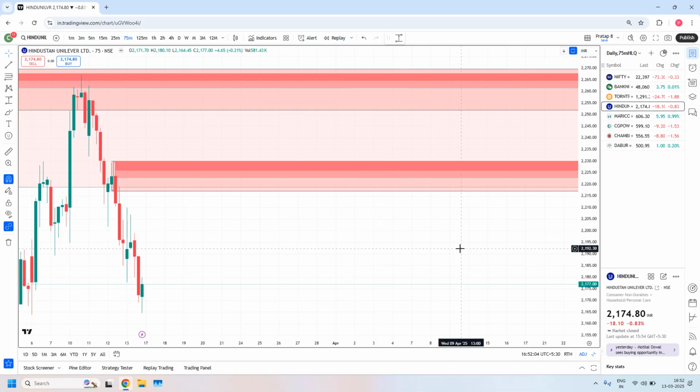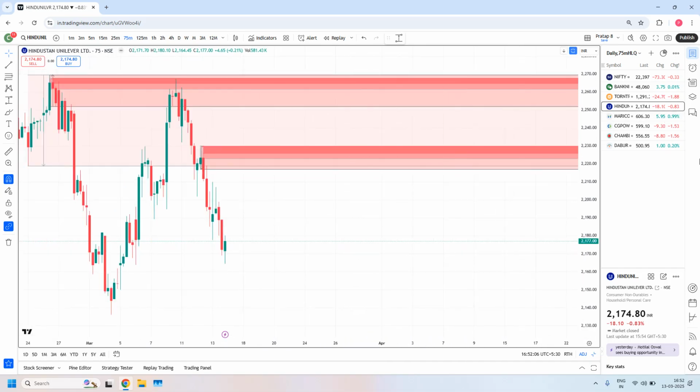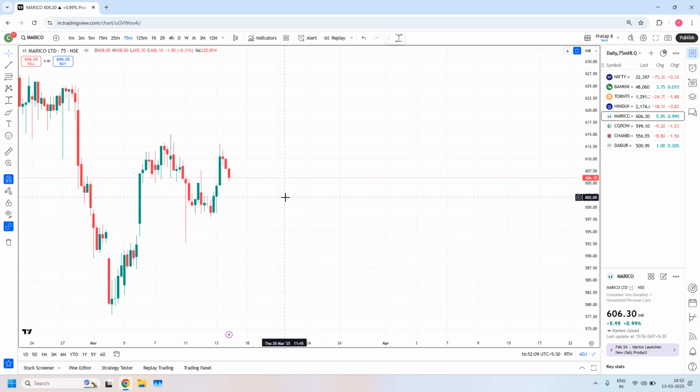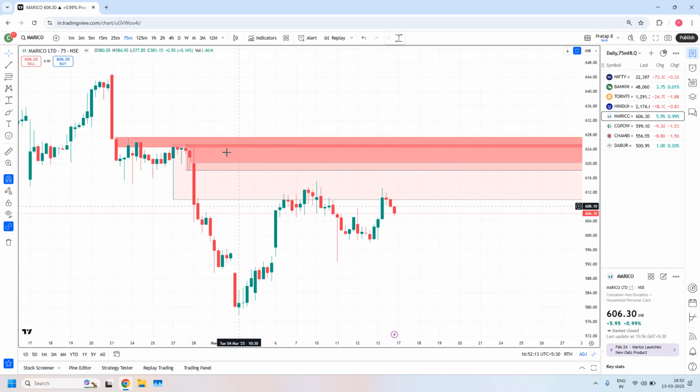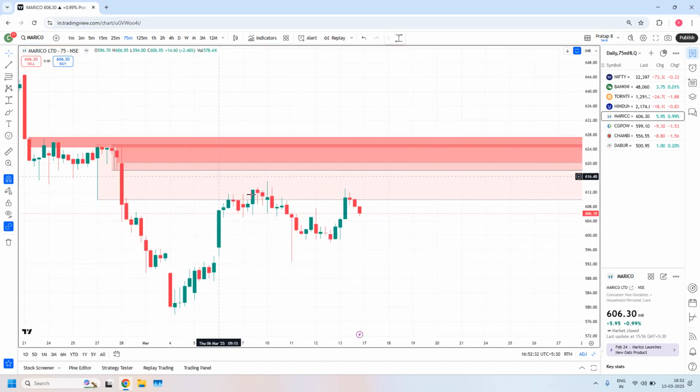So this is about Hindustan Unilever. Next one is Marico. I think yesterday or day before yesterday we discussed this stock. I have explained. Here we have the LTF zone. This is the area where we planned our trade. And you may ask again, in this movement, no order flows in 75? No, we are in the 75 only. No order flows in Marico. So that's why this analysis is still valid.